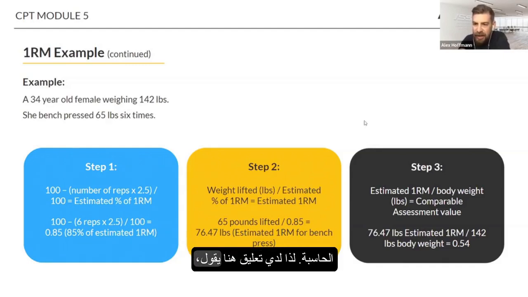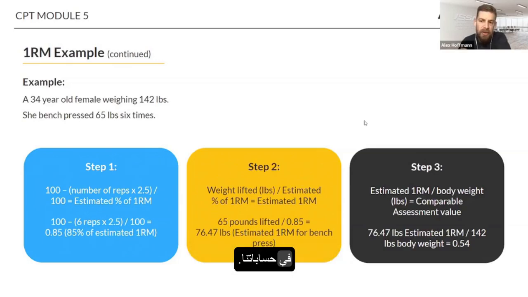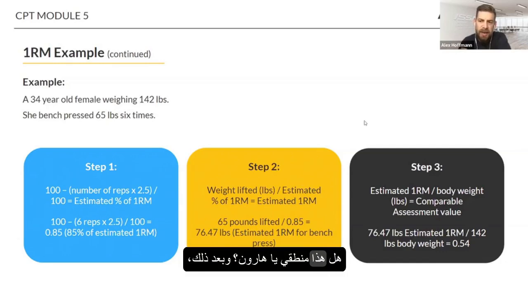So I have a comment in here that says, I think I missed something. Where did the 65 pounds 6 times come from? That's our example right here, the example that's on the slide. When we did a test for the client in this sample, the client was able to perform 6 repetitions of a bench press safely with 65 pounds. And so we're using that information to estimate the client's 1 repetition max. Those are the numbers that we used in our calculations. Again, that's just an example that we used. Does that make sense, Aaron?